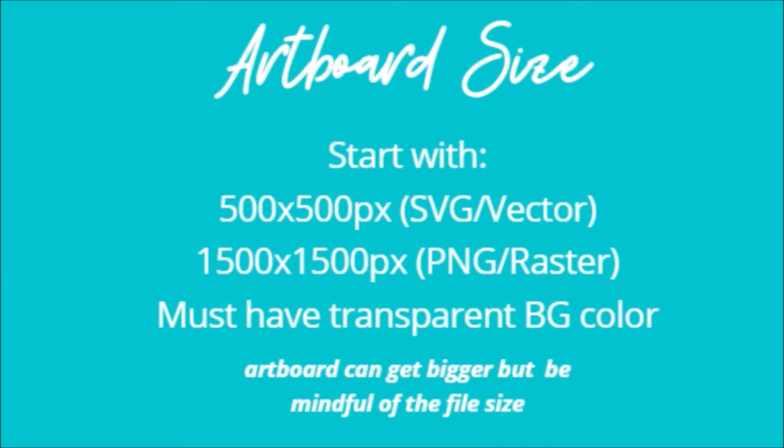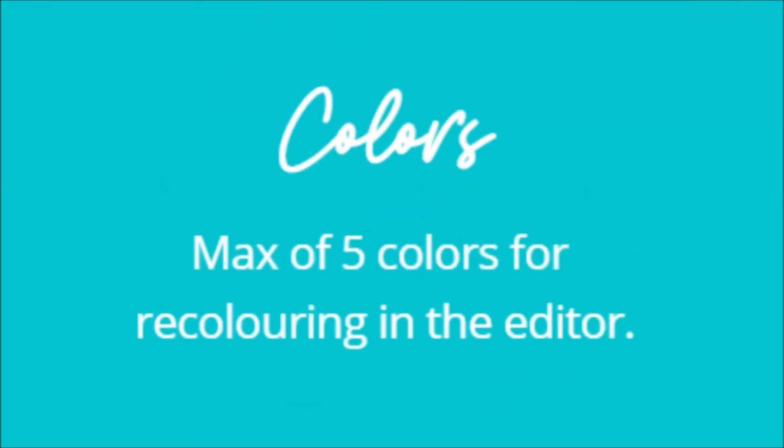For the artboard size, since we're going to create a vector file, the size should be 500 by 500 pixels, and it must have a transparent background color. Note that artboard size can get bigger, but be mindful of the file size. For the colors, it supports a maximum of 5 colors for recoloring in Canva editor.